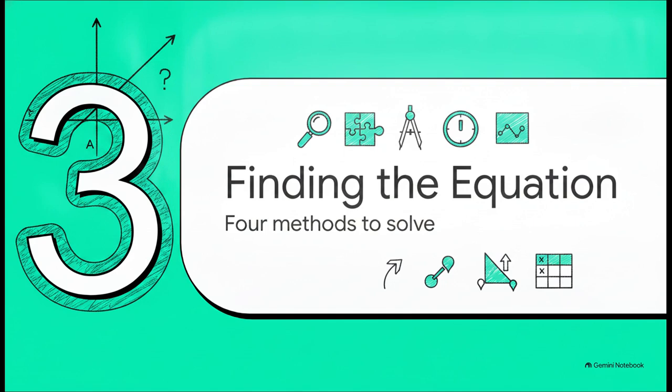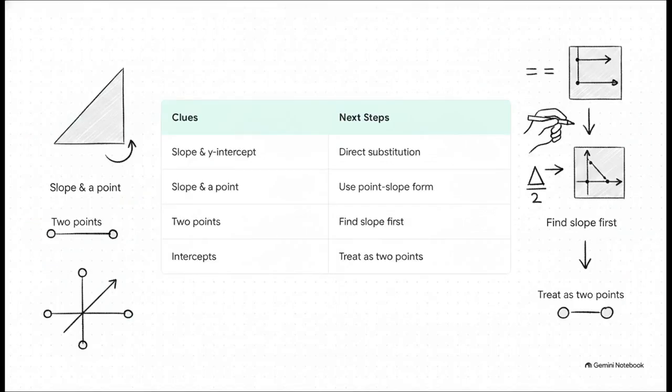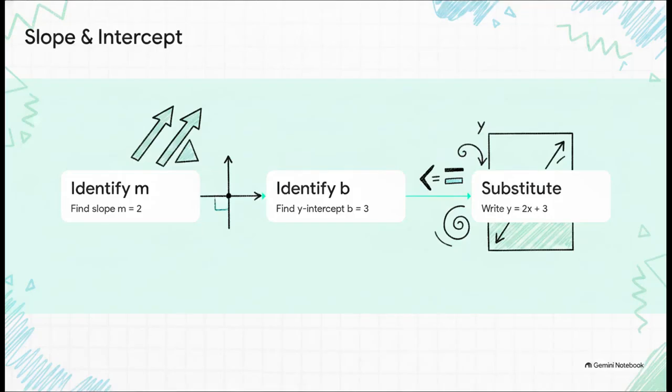Section 3, Finding the Equation. We'll look at 4 methods to solve the puzzle, depending on what clues you've got. Depending on the specific clues you're handed, there are basically 4 scenarios you might face when trying to find your equation. You could get the slope and the y-intercept, the slope and just one point, 2 separate points, or the x and y-intercepts. Now, I know this might look a bit like a giant puzzle right now, but don't worry, we're going to walk through each one logically. Okay, here's the first and definitely the most straightforward method.